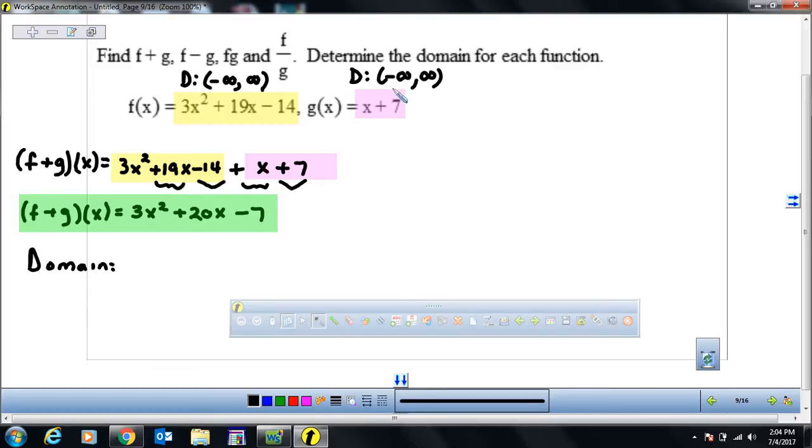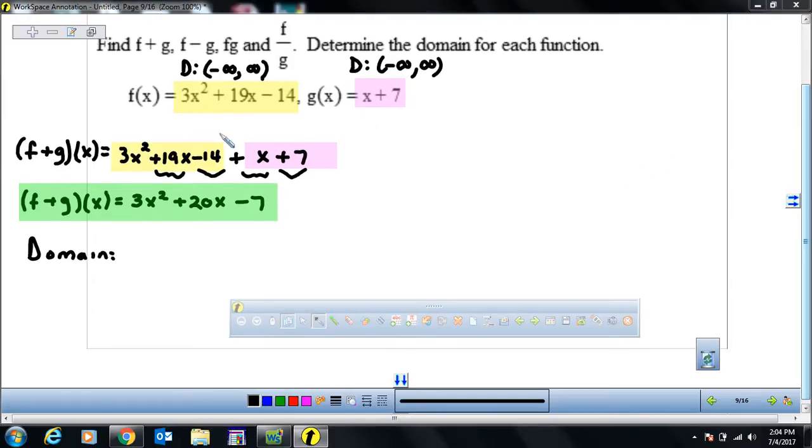Also, if you look at the shapes of these two functions, g of x is a line, f of x is a parabola. So both of them have domains of negative infinity to positive infinity. So, what does it mean? The domain of the sum of those two functions will still be negative infinity to positive infinity. So whatever the domains of f and g are combined, that will be the domain of your addition of the two functions, subtraction or multiplication of the two functions.